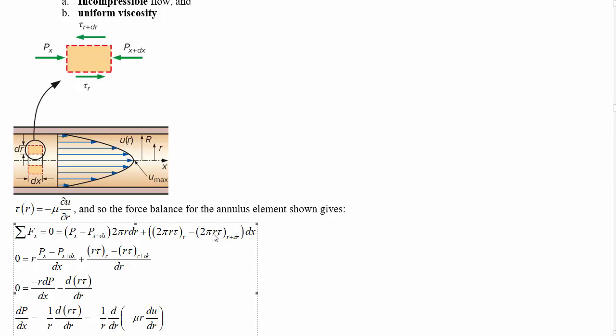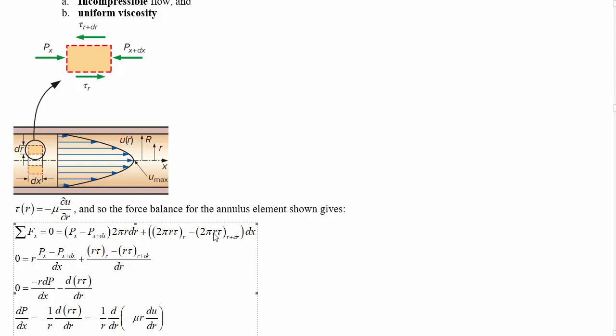They're really at a different r. We should more properly say 2 pi r plus dr for the outer part of the ring, but that's just going to lead to an r. Well, actually, I guess we do that. So this is 2 pi r tau at r plus dr. Okay, so we're good. So this subscript hasn't really been substituted in yet.